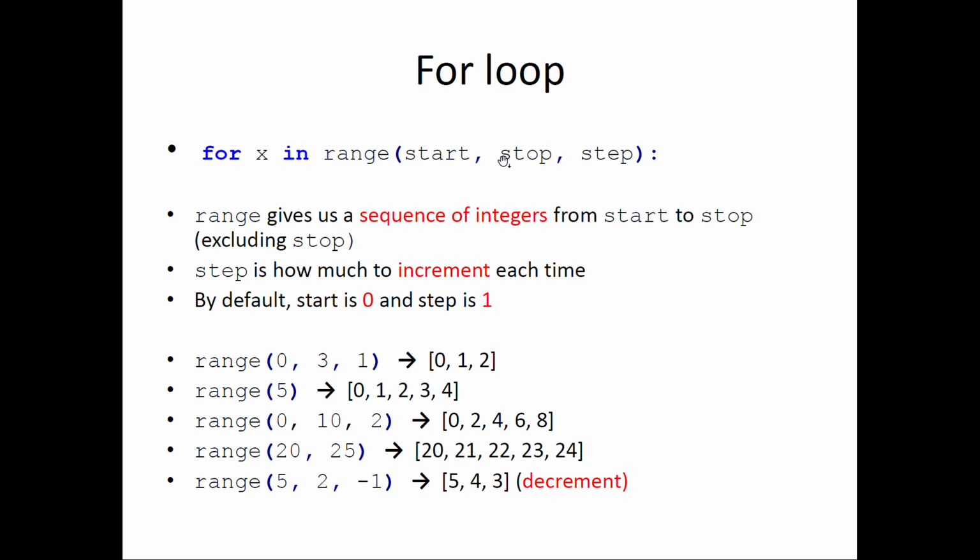Okay, so here if you don't put any start, the default number will be 0. And we'll see that in the examples here. From 0 to 3, the step is 1: 0, 1, 2. The range of 5: 0, 1, 2, 3, 4. From 0 to 10, step 2, we have the even numbers. From 20 to 25: 20, 21, 22, 23, 24. From 5 to 2, we decrement by 1. So that's how those things work. And you can see that range turns into what we call a list, something with those brackets, but we'll speak about that later on.